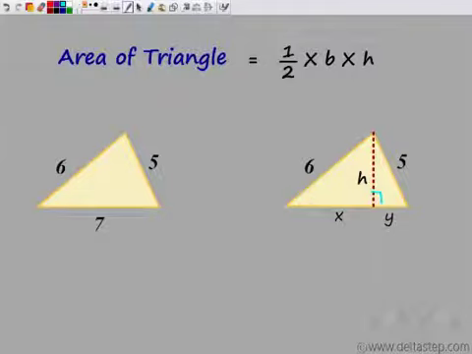I know x plus y would give me 7. So it can be 4 and 3. 4 plus 3 is also 7. X can be 5, this can be 2. 5 plus 2 is also 7. So how do I find this? Now it is really complicated.